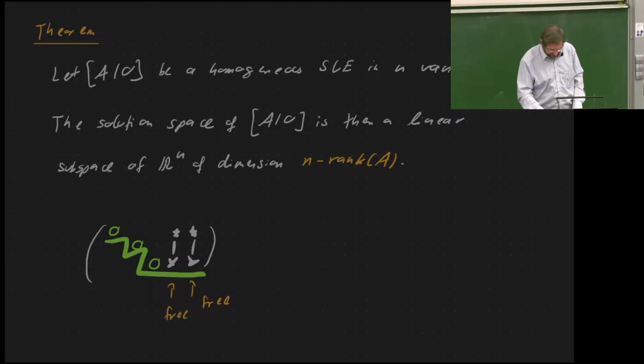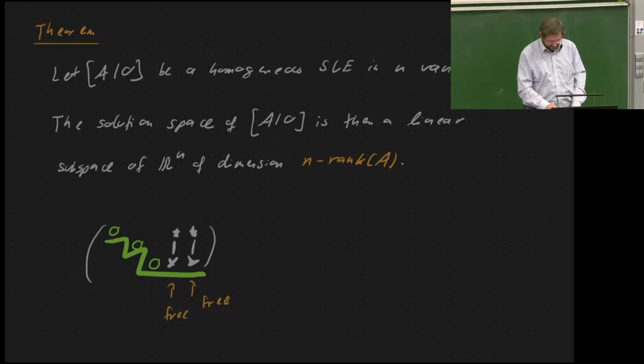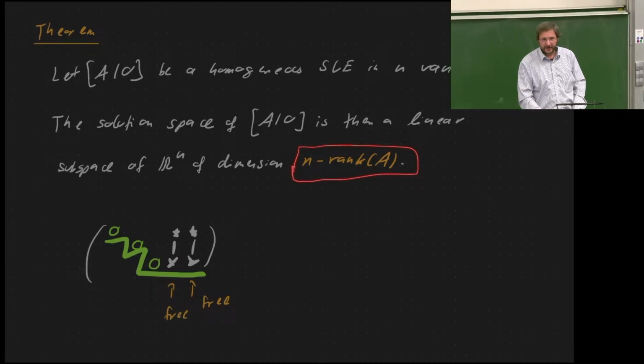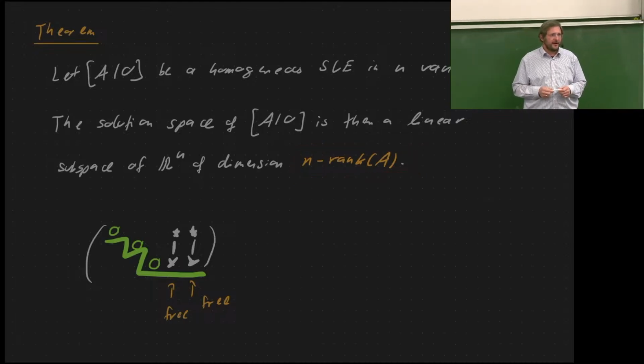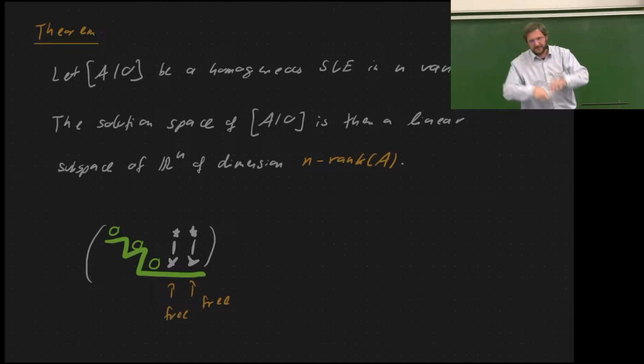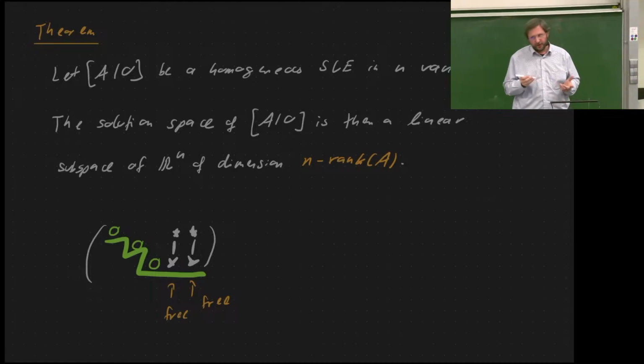But just to state that theorem, that is exactly what is happening, right? So remember, the number of pivots is the rank. So the number of free variables is number of columns minus the rank, n minus the rank. So this is going to be the dimension of my solution space. And from this point on, I'll usually write solution spaces as span of some set of vectors for the homogeneous case.